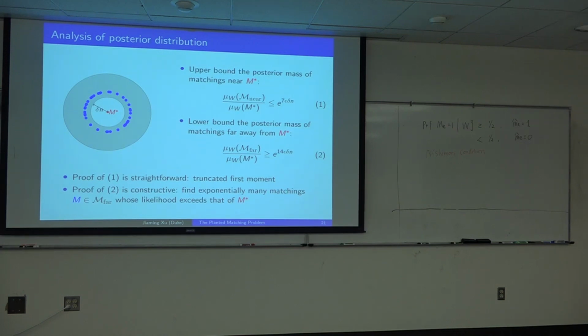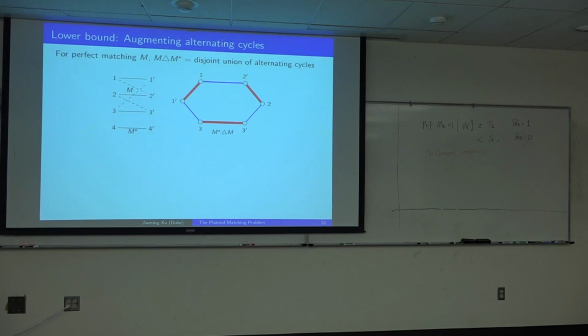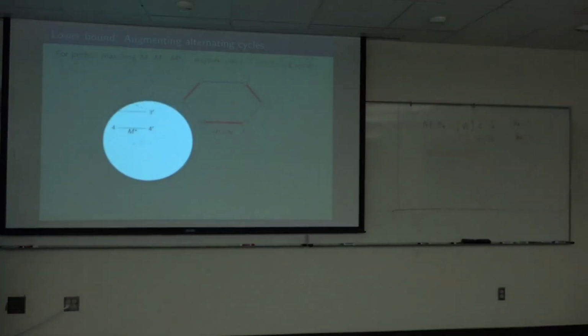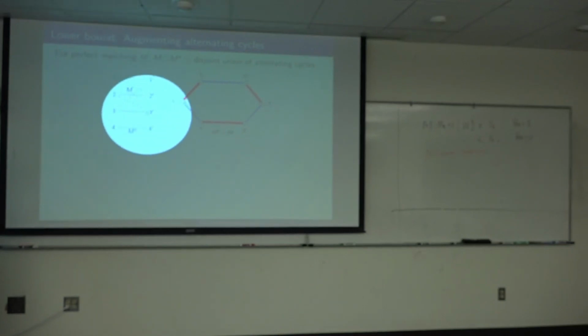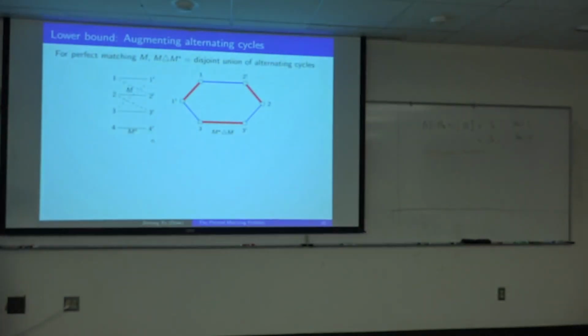Okay, sounds good. So now let's see how we can do this second part. There's a useful way to think about the difference between a matching and the true matching using the so-called alternating cycle. In fact, this is quite common terminology in the bipartite matching literature, right? So if you look at m star, for simplicity, m star is just given by these solid lines. And then m is any matching given by the dashed lines, and also 4 and 4 prime. And then you can look at the difference, right?